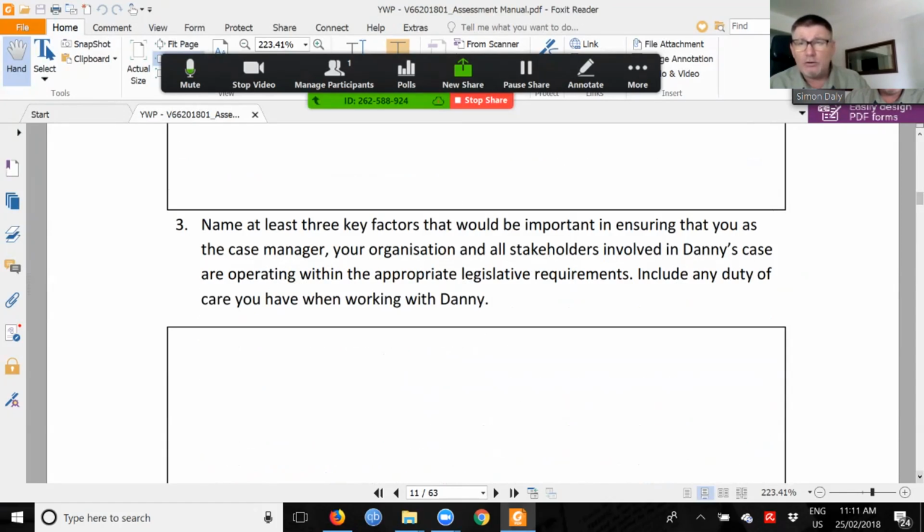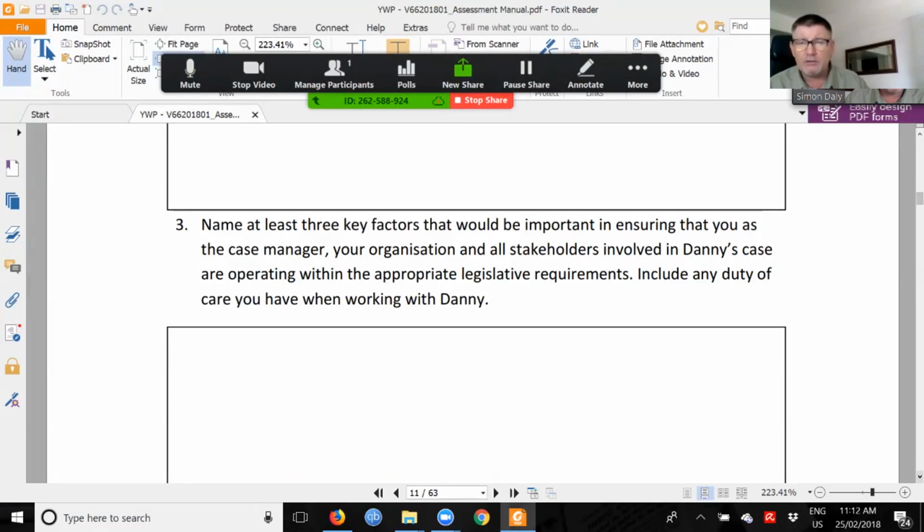So this is the legal ramifications of what's going on. It mentions duty of care. So why don't we talk about duty of care? You have a duty of care to inform appropriate parties if you feel that Danny is at risk, that he's at risk to himself.